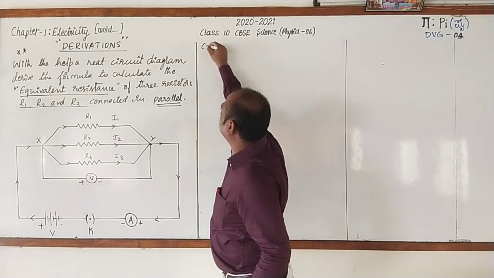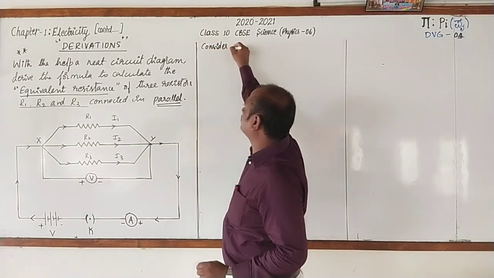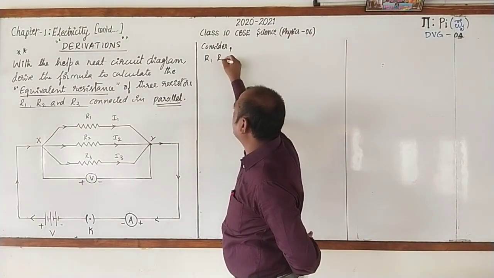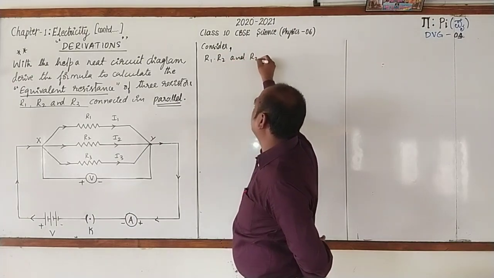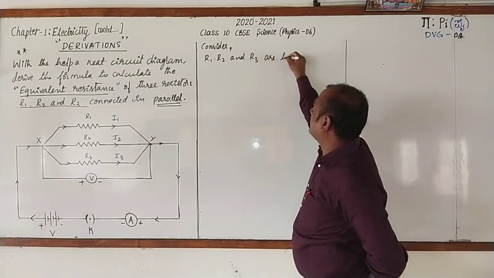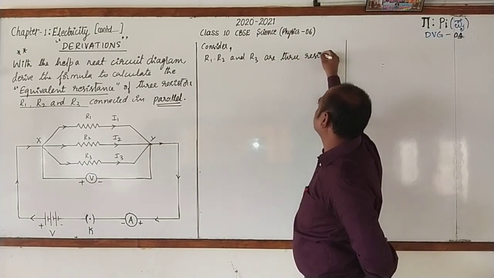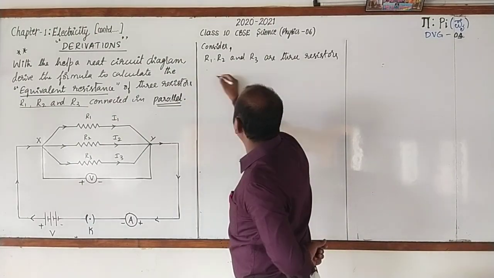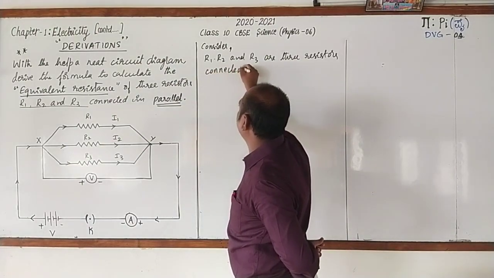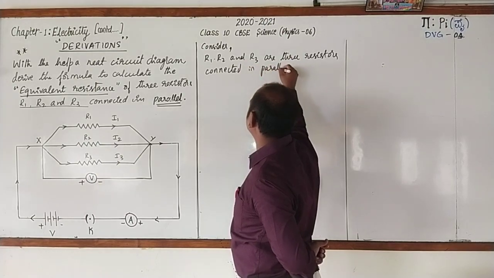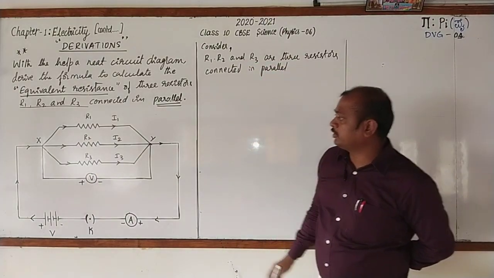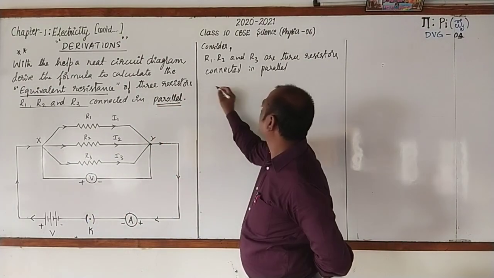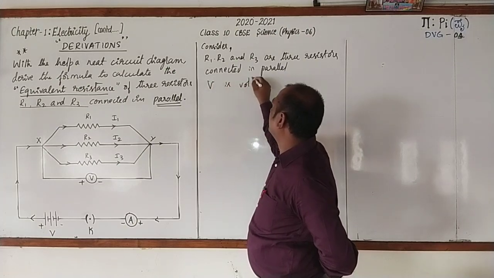Now let us go for deriving the formula to calculate effective resistance. Here I go for writing the terms. Nobody should copy, just listen to me carefully. Here, what do you call R1, R2 and R3? These are the 3 resistors. How are they connected? They are connected in parallel. 3 resistors connected in parallel. Next, what do you recall V? V is nothing but voltage of the battery.